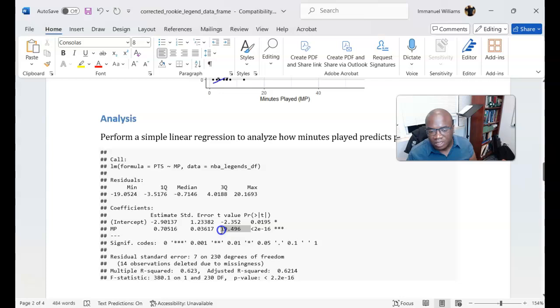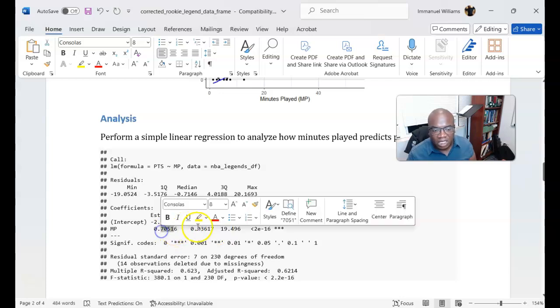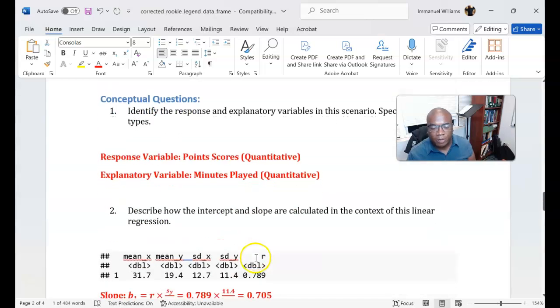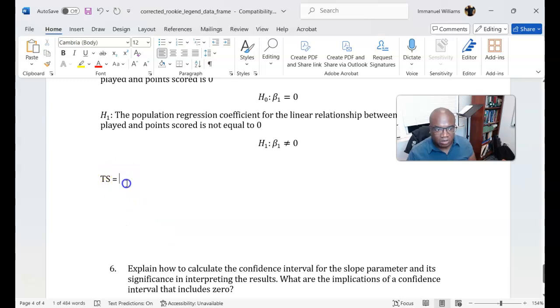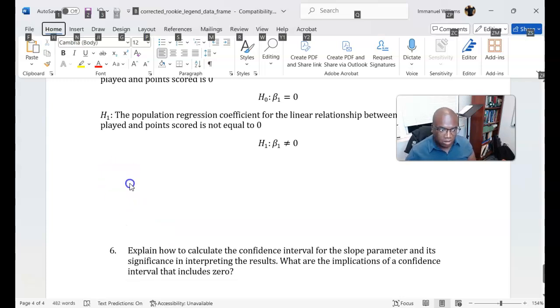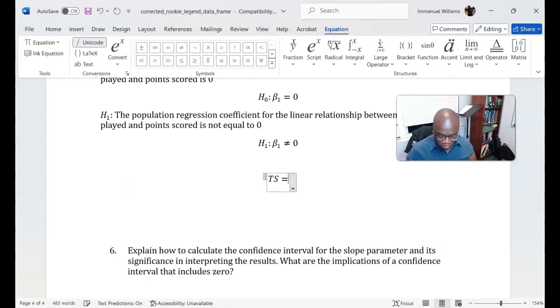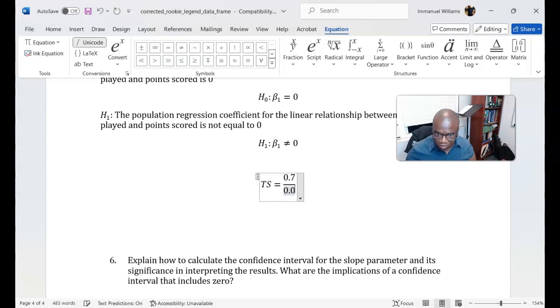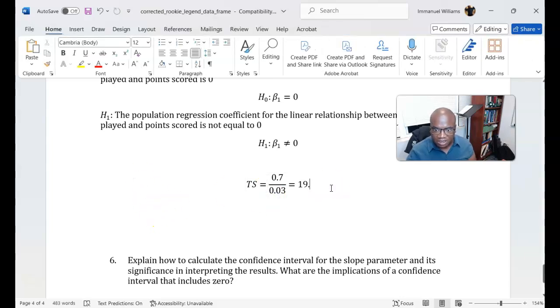So here it's 19.496. That's our test statistic, and how it's found is by taking 0.7 divided by 0.03. So my test statistic is going to be equal to 0.7 divided by 0.03, which gives us 19 point something, whatever it was in the R output. That's my test statistic, which gives me a p-value that's less than 2 times 10 to the negative 16. I know how R gives it is kind of strange, but that's what it's saying.